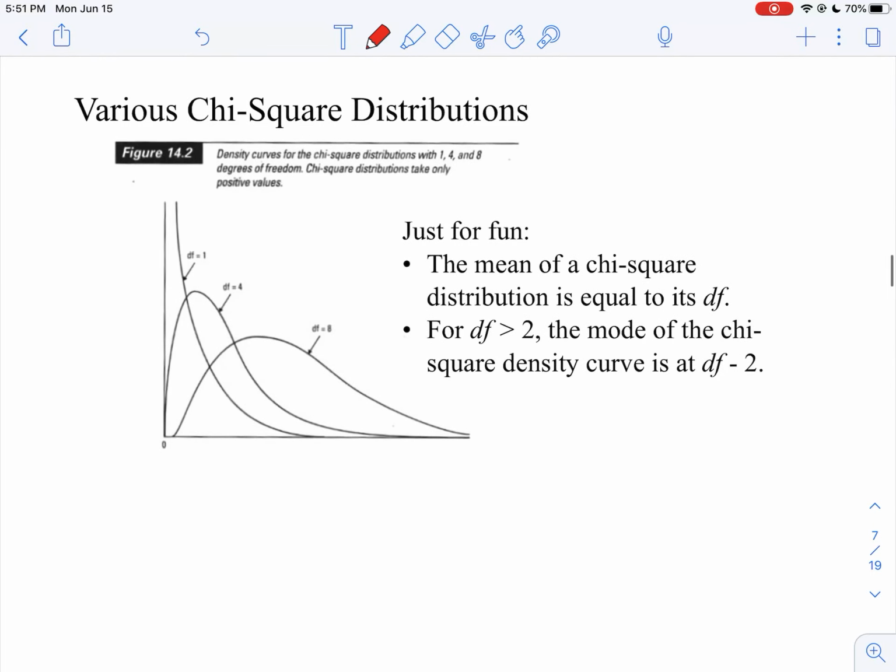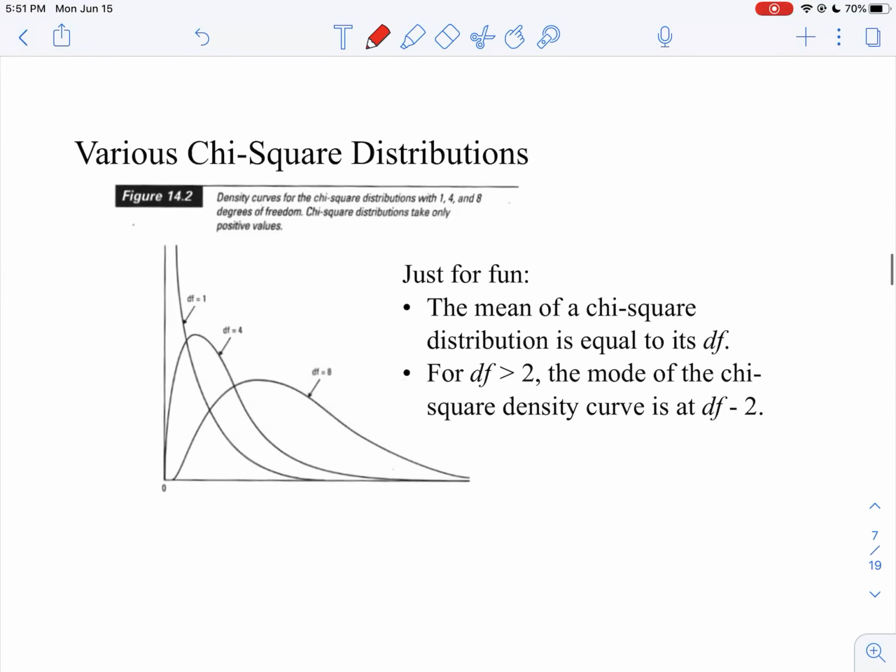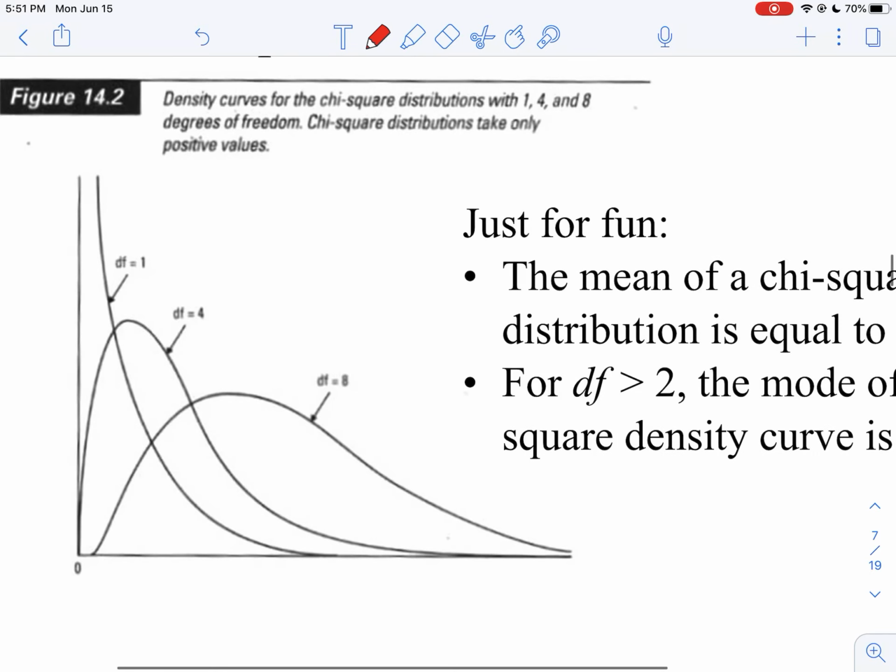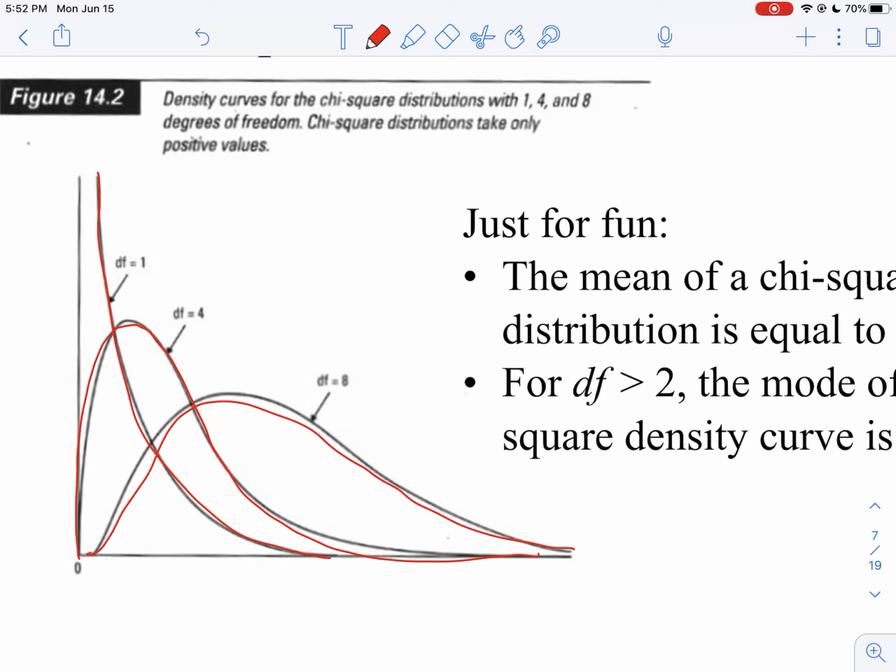So then, just as a reference, so you can see what those would look like, with 1 degree of freedom, the chi-square distribution is drastically skewed right. With 4 degrees of freedom, it's still definitely skewed right, but it's not so drastic. With 8 degrees of freedom, you can see it's becoming more symmetric, not as drastically skewed to the right.